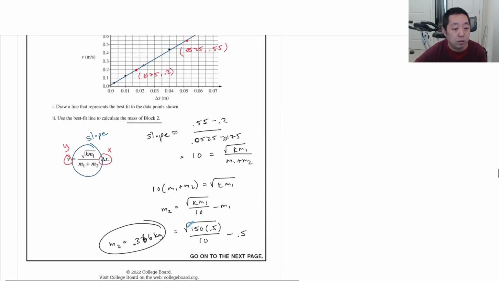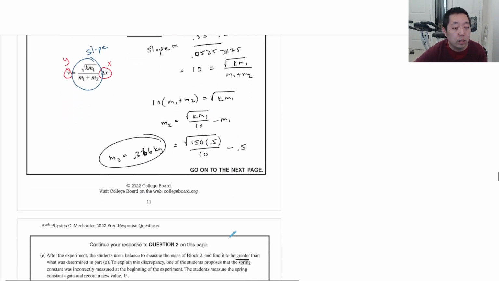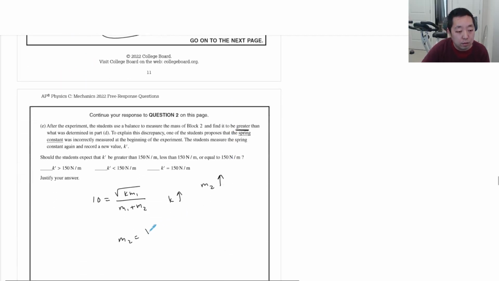Our M2 calculation was this, right? It was root K M1 over 10 minus M1. So this one, when I actually measured, it's bigger than I expected it to be. So if this was bigger than I expected, then the value I calculated was too small. And if it was too small, it's because the K I used was clearly too small. So the K I used was too small.